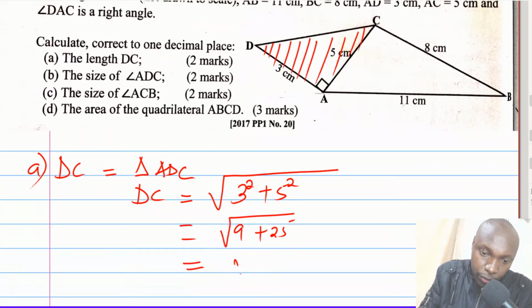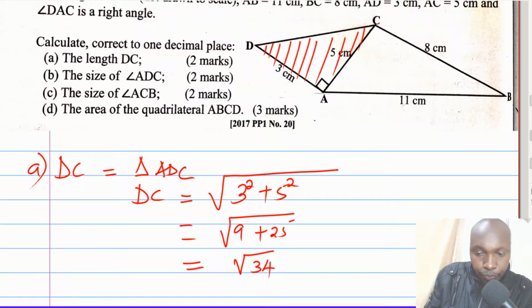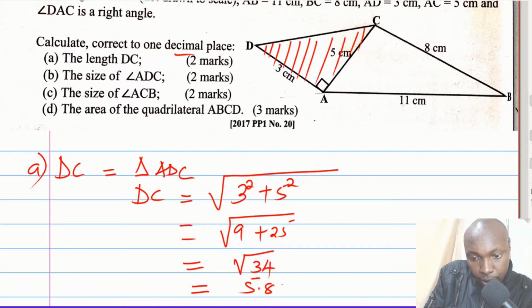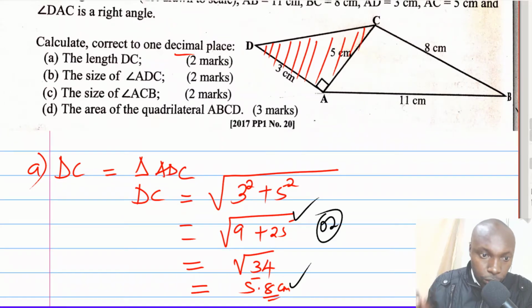If you get the square root of this, it will be the square root of 34, and this will give, correct to one decimal place, don't forget that is supposed to give the answer, 5.8 centimeters. So that is simply how you're supposed to solve the first part, by using the Pythagoras theorem. Let's go to the second one.